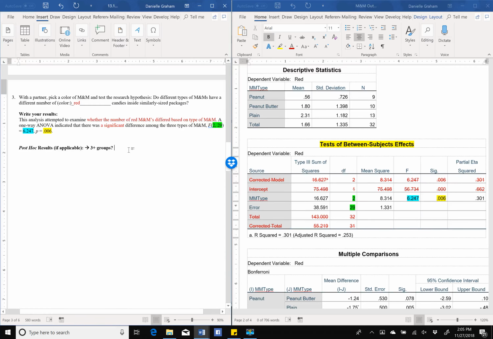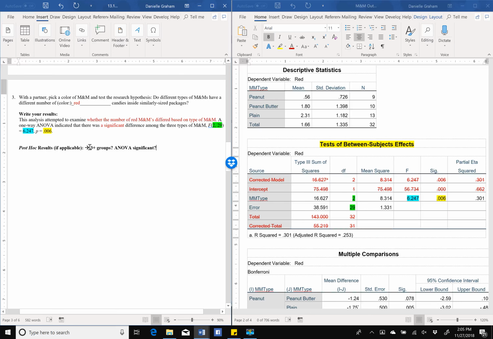Okay, so first question, 3 or more groups. Yes. Okay, second question, was our ANOVA significant? If the ANOVA is significant, and we have 3 or more groups, we have to do post hoc tests. So we want to say ANOVA significant. If the answer to both of these questions is yes, then we have to do post hoc tests. If the answer to either of these questions is no, then we don't have to do post hoc tests.